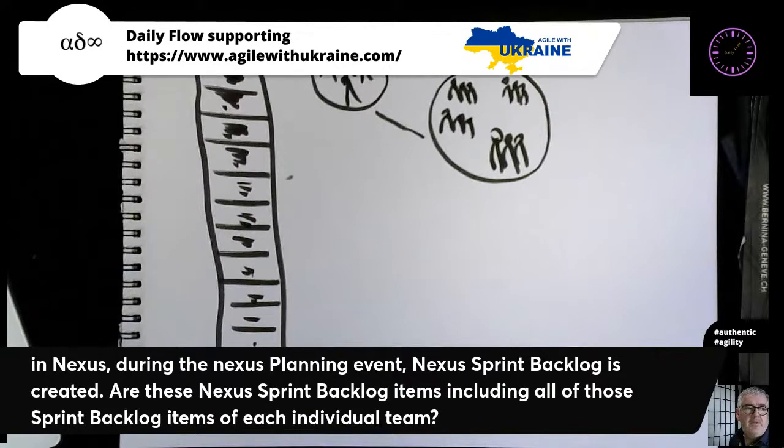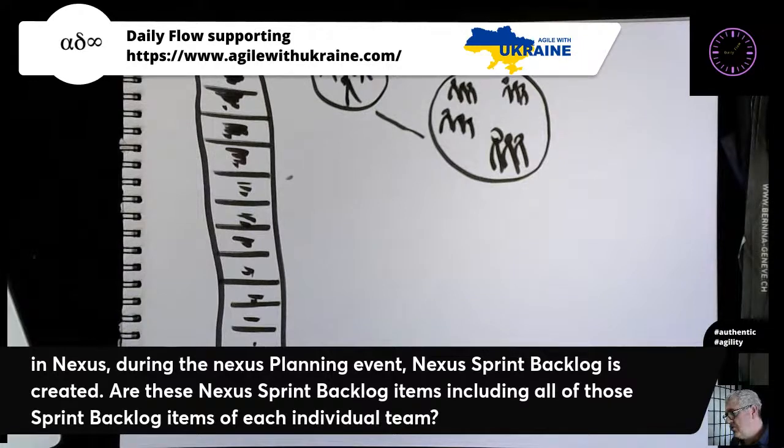Good day, everyone. I was asked a question in Nexus during the Nexus Sprint Planning event. Nexus Sprint Backlog is created. Are these Nexus Sprint Backlog items, including all of those Sprint Backlog items of each individual team? So let's just first of all have a quick look at Nexus.